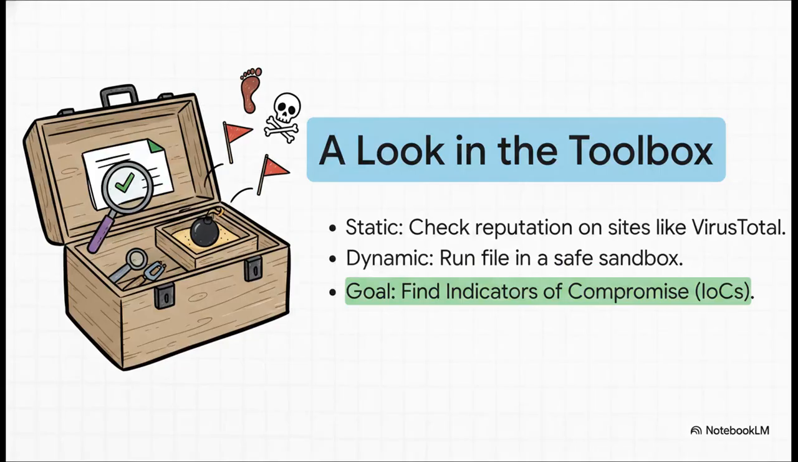So what does that look like in the real world? Well, for static analysis, an analyst might use a tool like VirusTotal to check the file's reputation. For dynamic analysis, they'll fire it up in a sandbox. And what are they looking for? They're hunting for clues called indicators of compromise, or IOCs. These are the digital fingerprints the malware leaves behind.